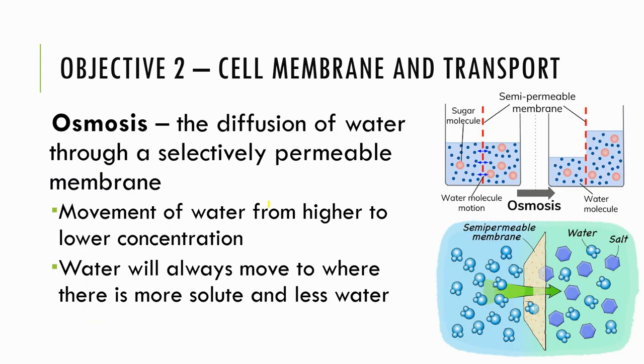And then the third type of passive transport is going to be osmosis. Osmosis is specifically the diffusion of water across that membrane. So anytime there's a difference in water, which is going to be our solvent, inside and outside the cell, the water is going to move. Once again, it's passive, so it's going to move from where it's higher in concentration to where it's lower in concentration. And so water is always going to move to wherever there is more solute and less water.